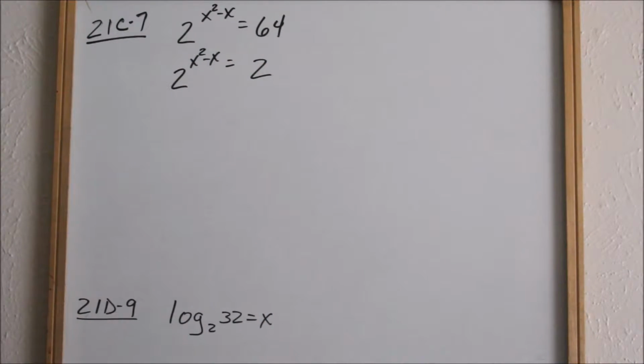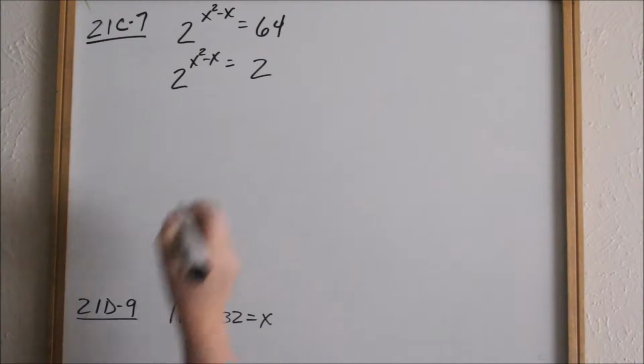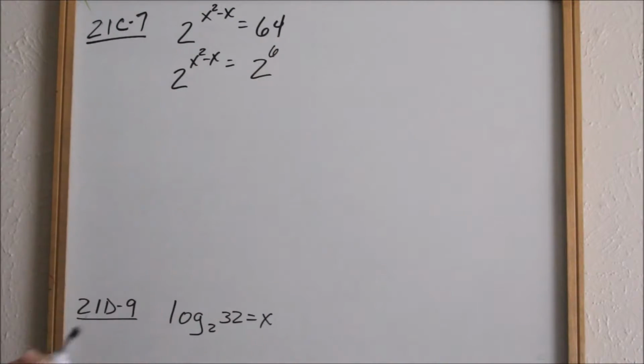2 to the 5th: 2 times 2 is 4, times 2 is 8, times 2 is 16, times 2 is 32, times 2, oh, that'd be to the 6th. 2 to the 6th is 64, okay?